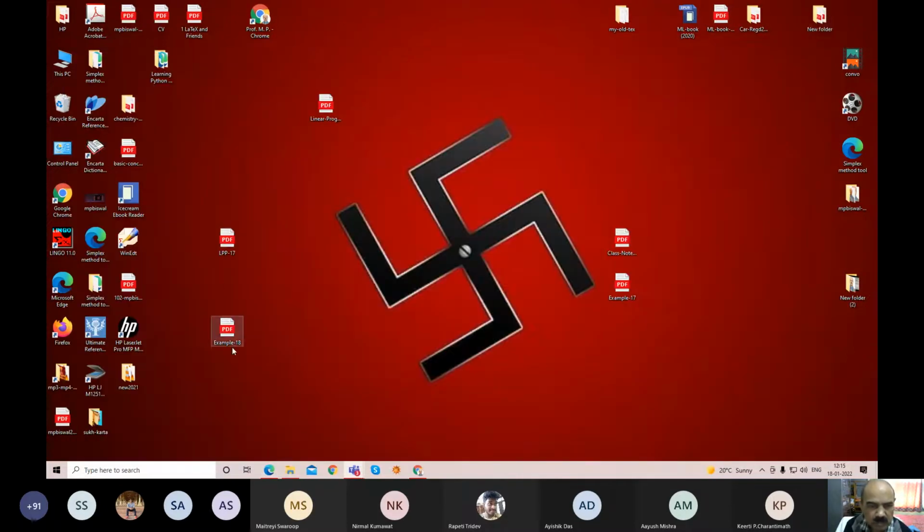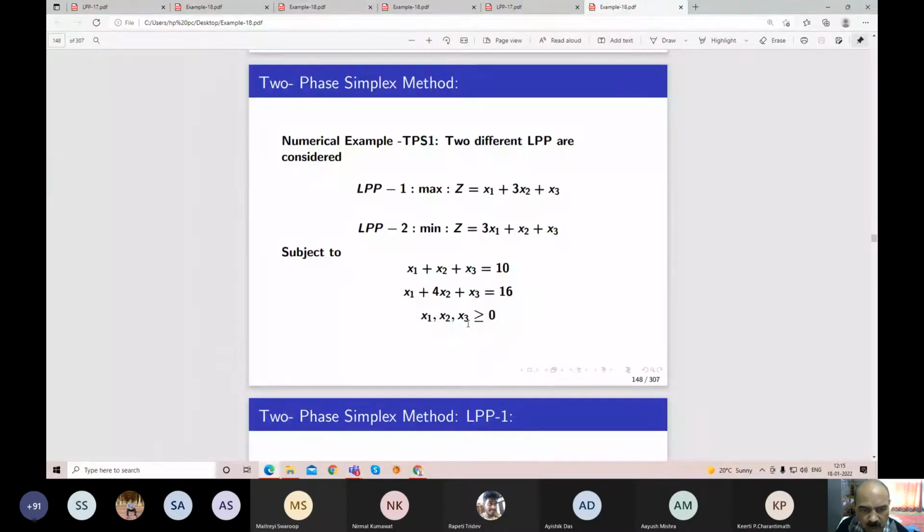See, I am going to use the two-phase simplex method. So in the two-phase simplex method, you can see here there are two different LPs I am considering. One is maximization type, another is minimization type.